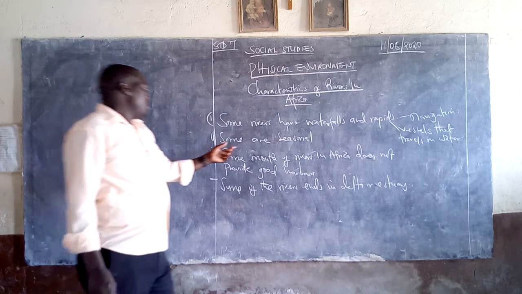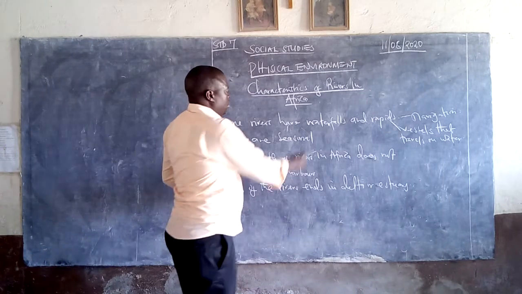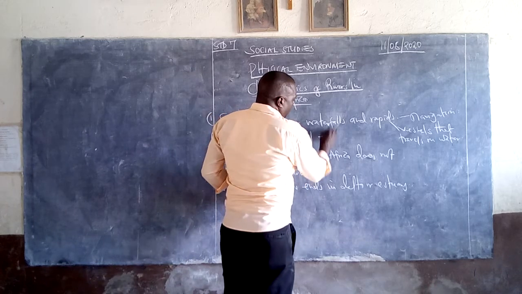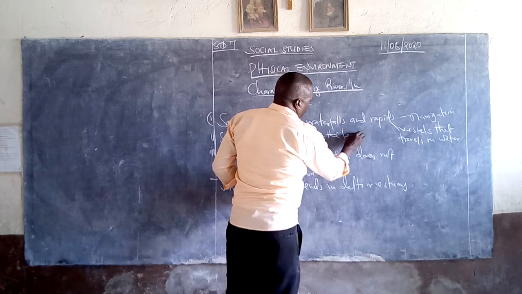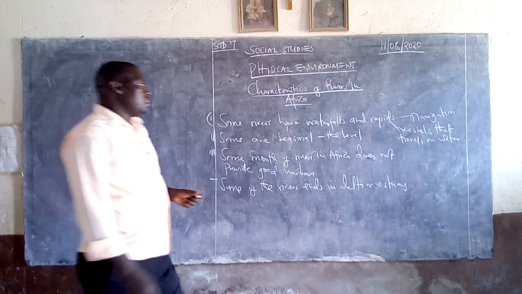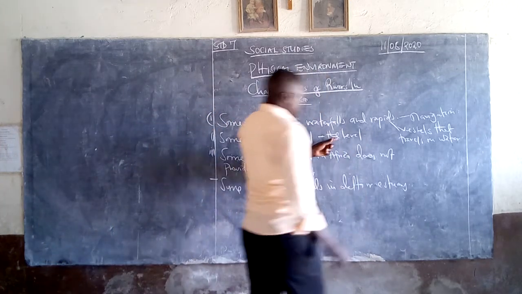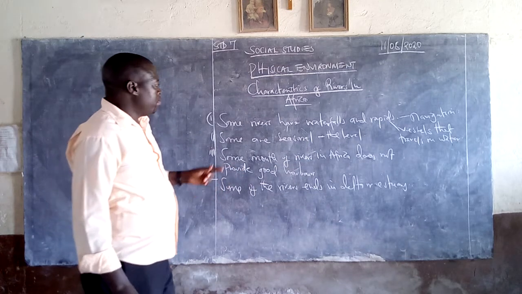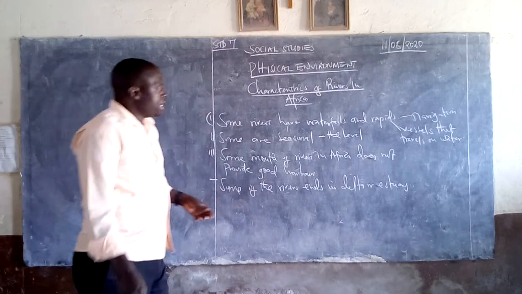Then these rivers are seasonal. Seasonal means that the level of water decreases when it is dry. So during the dry season, the level of water goes down, which makes it impossible for navigation again to take place.